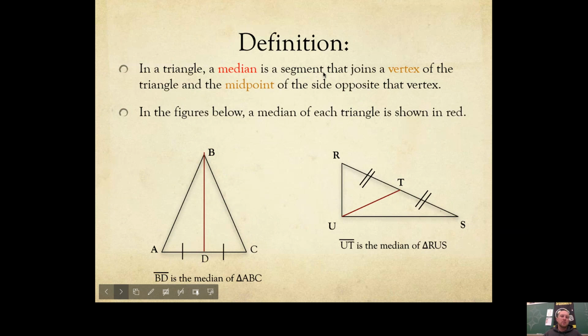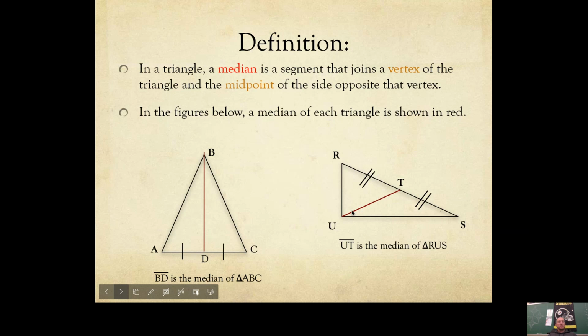In a triangle, a median is a segment that joins a vertex of a triangle and the midpoint of the side opposite of that vertex. So this red segment right here is a median because one side of the segment touches a vertex and the other side of that segment touches the midpoint of a side of the triangle. Now I know that's a midpoint because these lengths are marked congruent.